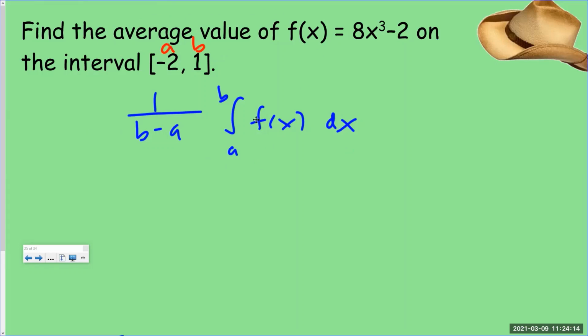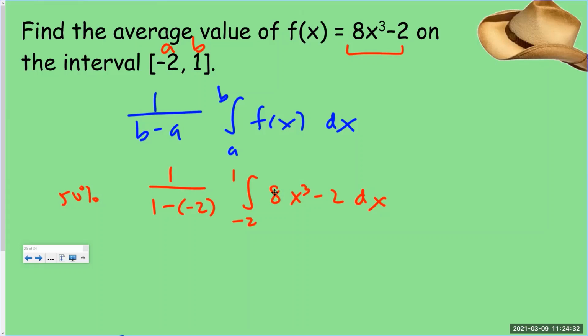If you never put any sort of average value formula, then you got the whole thing wrong. But if you plugged in correctly, you got 50% of the problem right. So if you wrote this, 1 over 1 minus negative 2, from negative 2 to 1 of 8x cubed minus 2 dx, this was 50% of the problem, okay? If you just showed me that you knew how to plug into the average value formula. And this is basically how AP grades. Like if you can plug into a formula, you've got most of the problem.